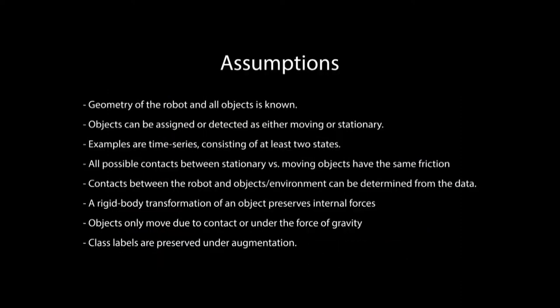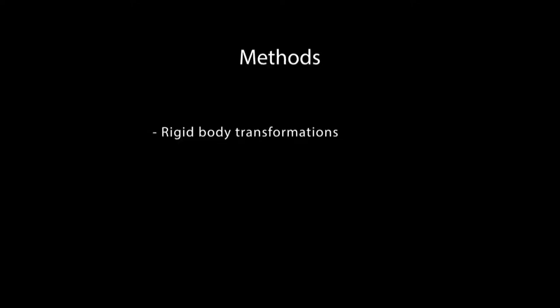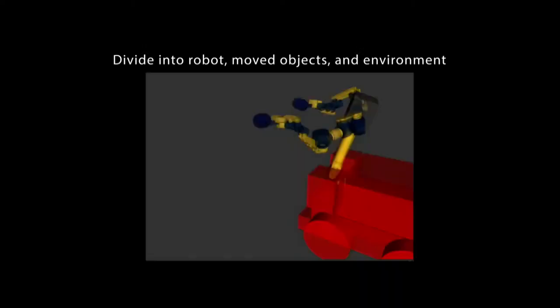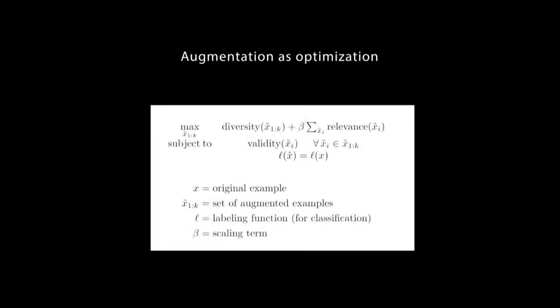The correctness and efficacy of our method is subject to the following assumptions, which are discussed further in the paper. At a high level, our method produces augmentations by applying a rigid body transformation to objects in the scene. Specifically, we divide objects in the scene into 3 categories: the robot, the moved objects, and the environment. We frame augmentation as the following optimization problem, where we consider 3 terms: validity, relevance, and diversity.